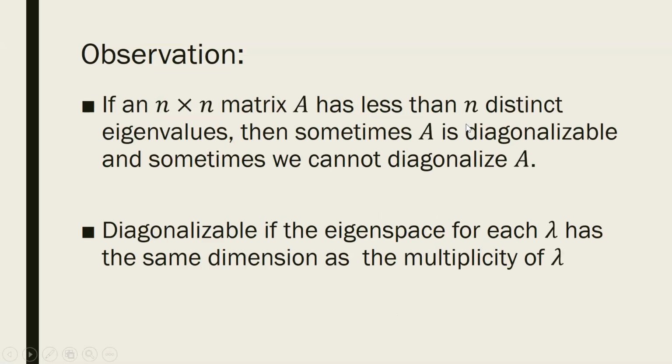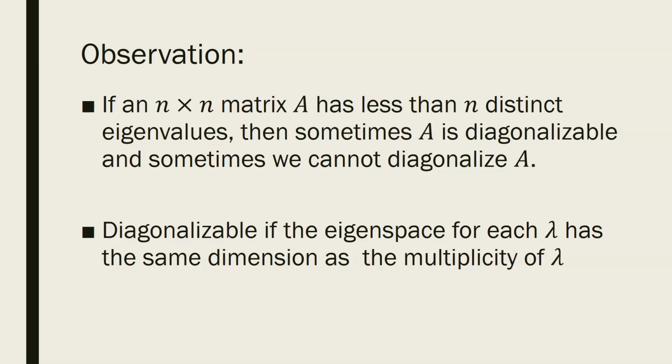So here's what we're saying. First off, if A is an n by n matrix, and it has less than n distinct eigenvalues, in other words, if some of our eigenvalues have multiplicity bigger than 1, then sometimes A is diagonalizable, and sometimes you can't diagonalize A. That's pretty straightforward.